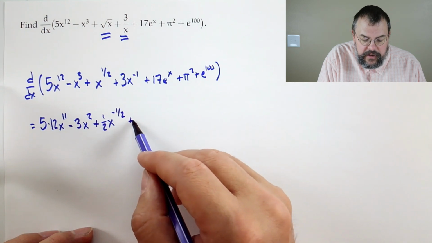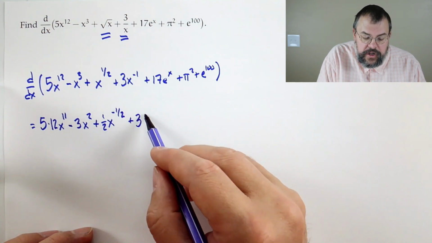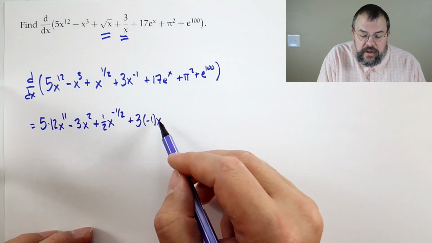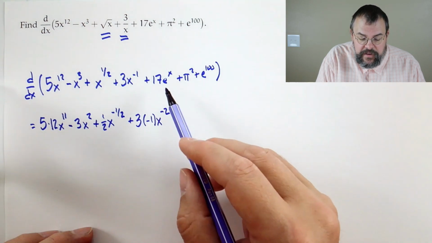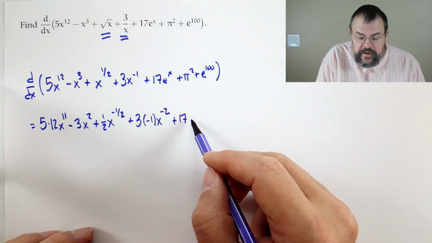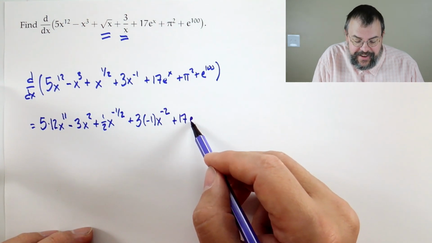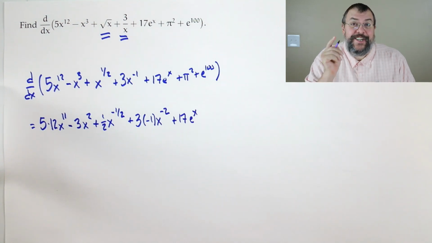Okay, next term. 3 is a constant. You just write it down. So x to the minus 1. Bring the minus 1 down. X to the minus 1 minus 1, minus 2. 17, a constant. All right, e to the x, derivative of that, e to the x. Okay, now we get to the fun ones, where it's like, are you paying attention?